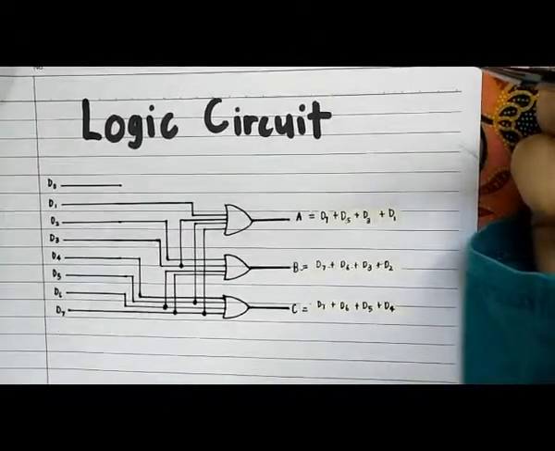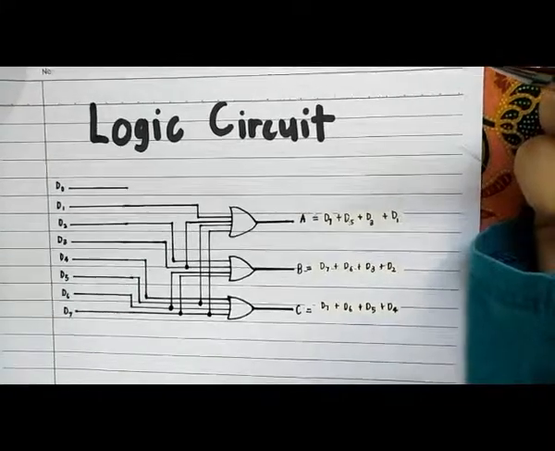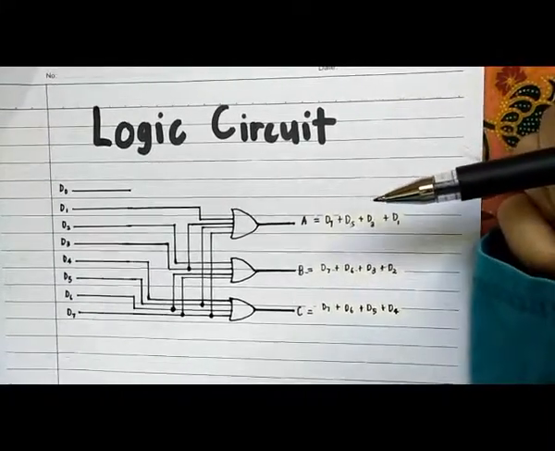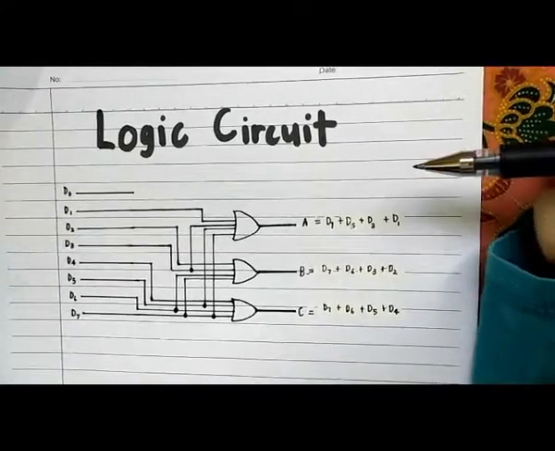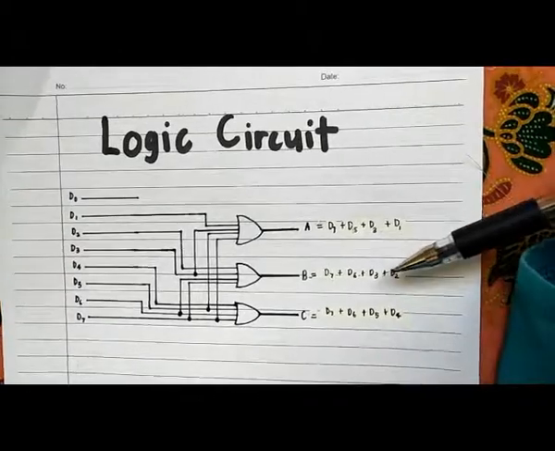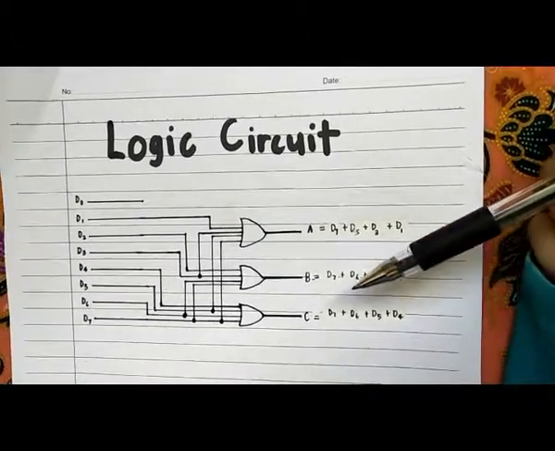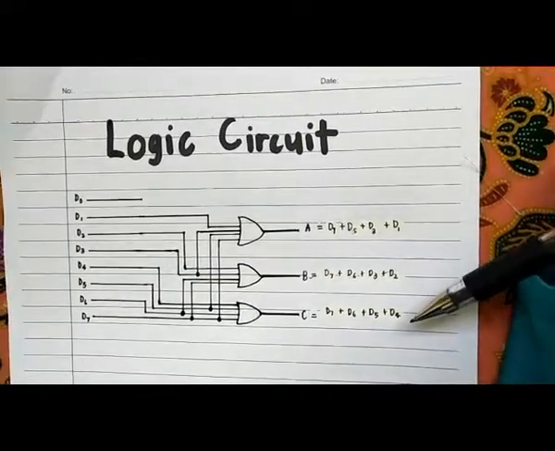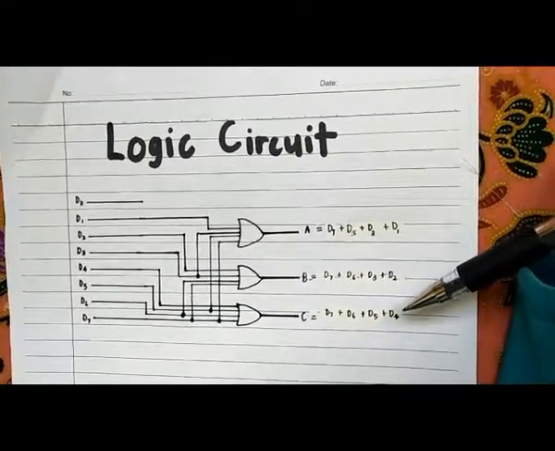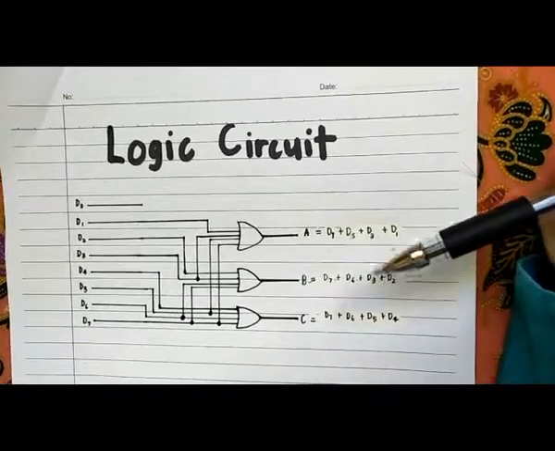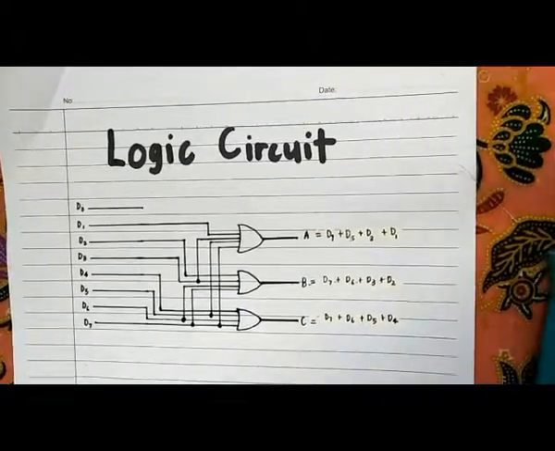Okay, so this is the logic circuit for these equations, which has A equal to D7 plus D5 plus D3 plus D1, and for B equal to D7 plus D6 plus D3 plus D2, and for C equal to D7 plus D6 plus D5 plus D4. These equations are derived from the truth table that was shown before.